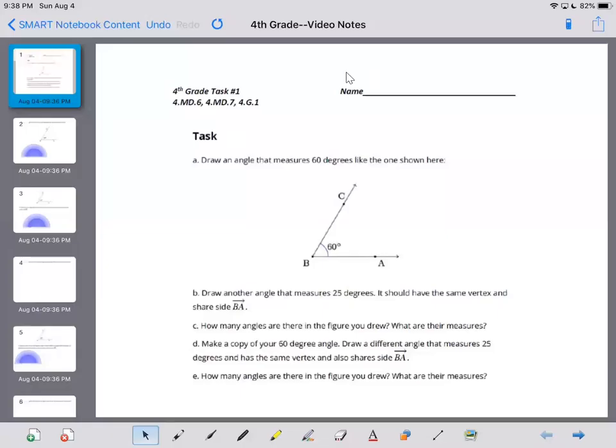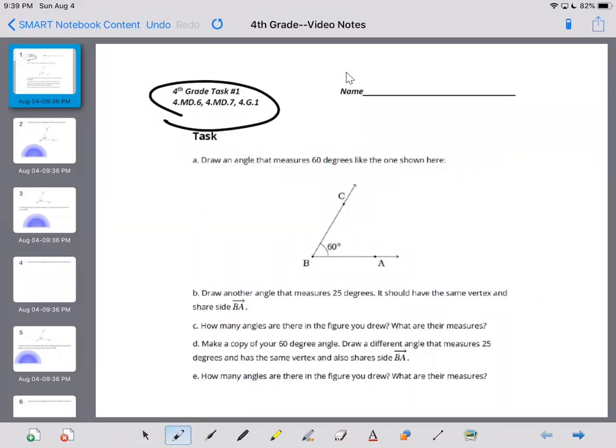So this is part one of a video series concerning the standards involved in fourth grade geometry. So we're going to look at several tasks that will either isolate one standard, or we will look at a task that will involve multiple standards, like the one we see here, where we've got three different fourth grade standards involved.